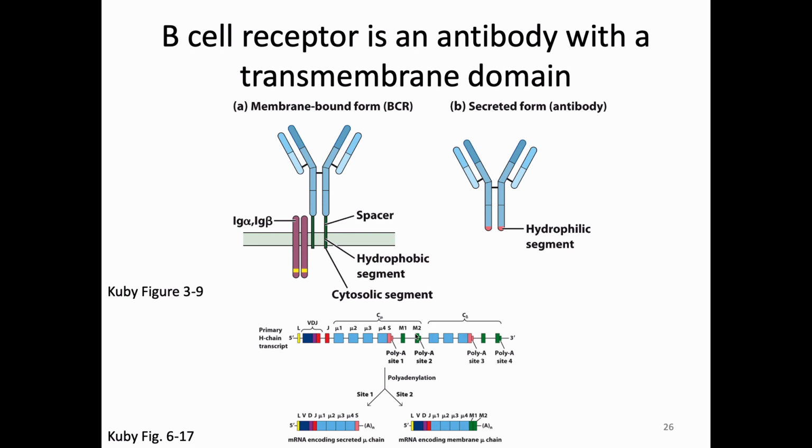And so, in fact, we can get 4 different RNAs off of this one DNA. We can get secreted IgM. We can get membrane-bound IgM. We can get secreted IgD, and we can get membrane IgD, all off of this one piece of RNA.